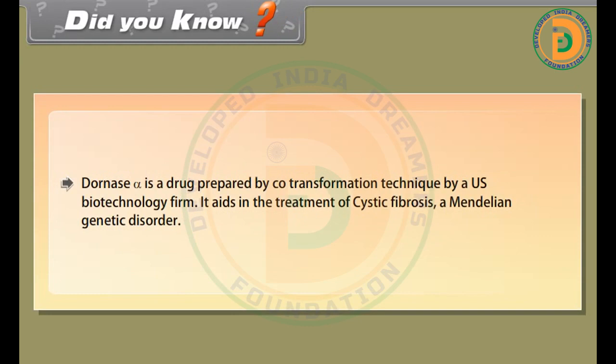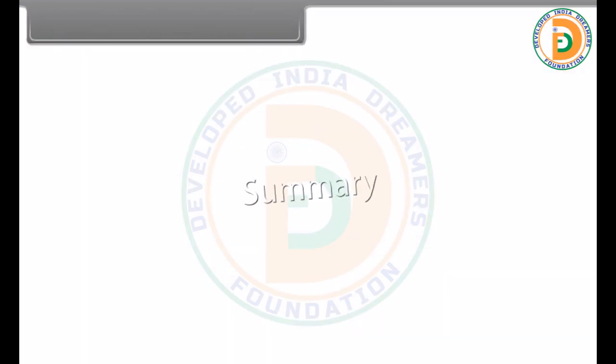Did you know? Dornase alfa is a drug prepared by co-transformation technique by a US biotechnology firm. It aids in the treatment of cystic fibrosis, a Mendelian genetic disorder.